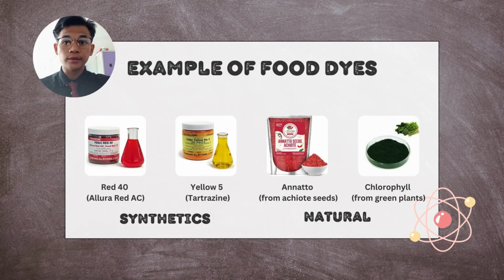Here are some examples of food dyes. Red 40, known as Allura Red AC, and Yellow 5, known as Tartrazine. Both of these are synthetic food dyes. Moving on to the natural food dyes, which are annatto from achiote seed and chlorophyll from green plants.